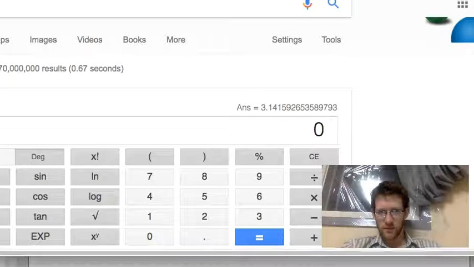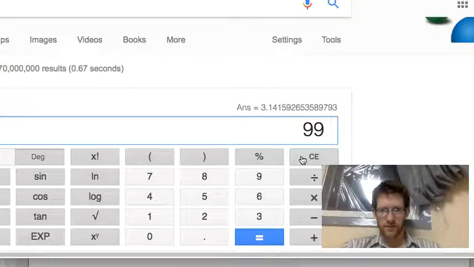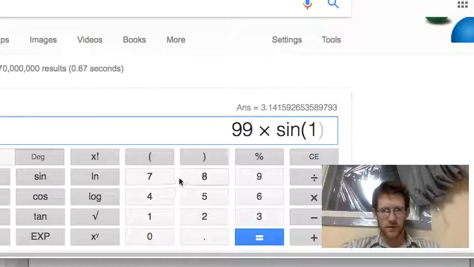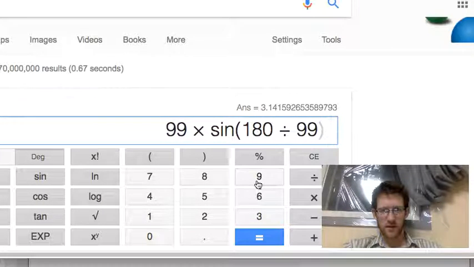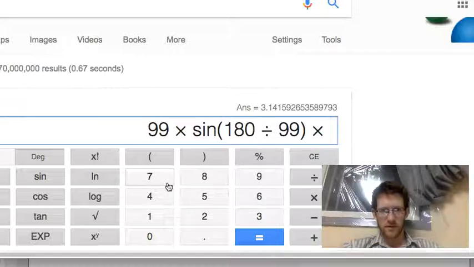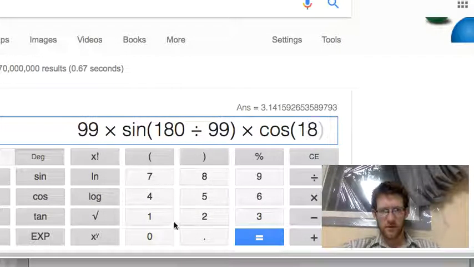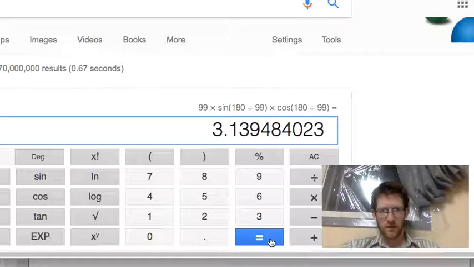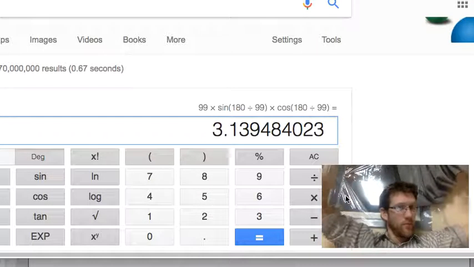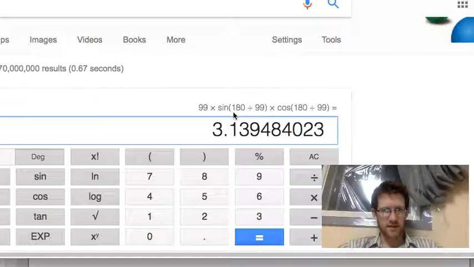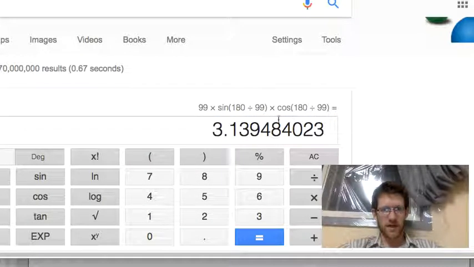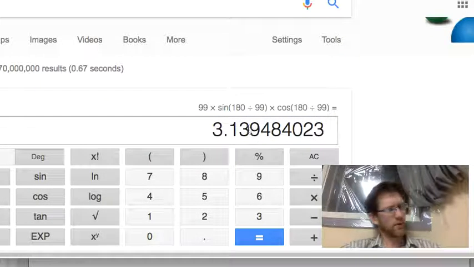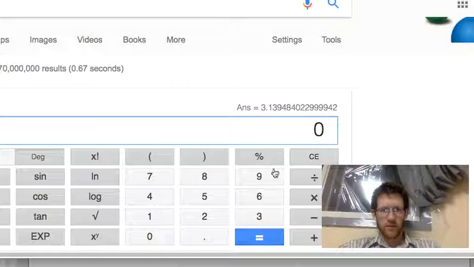Okay, 99, whoops. It was n times the sine of 180 divided by 99 times the cosine of 180 divided by 99, right? Did I do that right? 3.14-ish. More sources of error because we put this small value in here twice. But 3.14, yeah, they're close. We can do a little bit better.